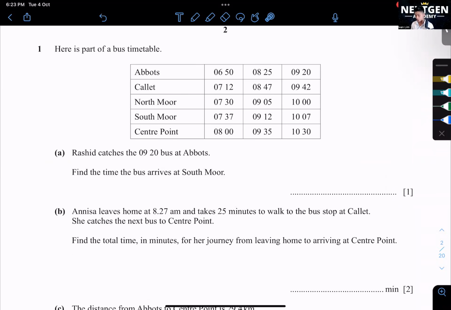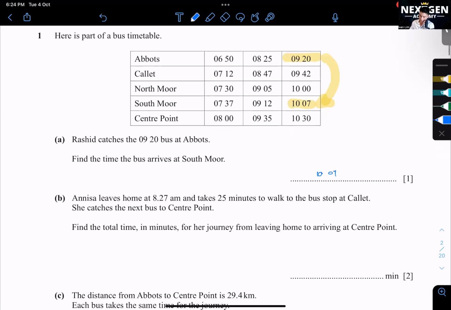Everyone please have your calculator, and for those who haven't tried the paper, I want you all to try together. Question 1, here is a part of a bus timetable. Rashid catches the 9:20 bus at Abbott's. Find the time the bus arrives at Southmore. You all know how to read the bus timetable, right? If you take the bus here, this is when it reaches Kellett, Northmore, Southmore, then Center Point. So when does it arrive at Southmore? You just read like this. We are taking this bus, it arrives over here, at 10:07.